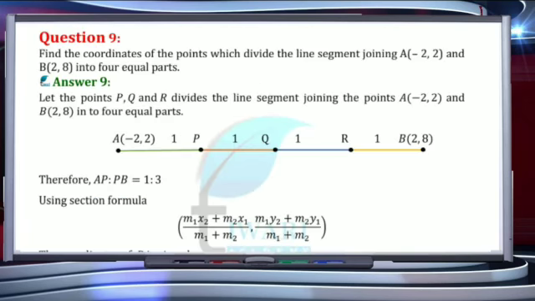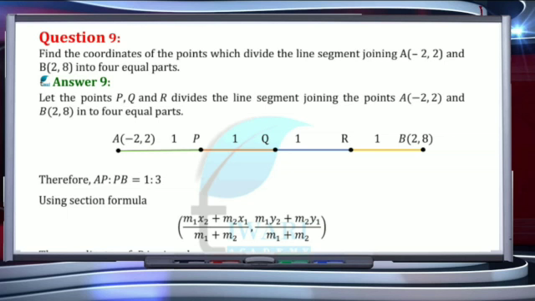Next, question number 9 is find the coordinates of the points which divide the line segment joining the points A (minus 2, 2) and B (2, 8) in 4 equal parts. 4 equal parts means we require 3 points in between, that is P, Q and R, suppose. So that means each section is of 1 unit, or you can say 1 is to 1 is to 1 is to 1. Okay. Now when I am talking about the point P, P will divide the whole AB in the ratio 1 is to 3.